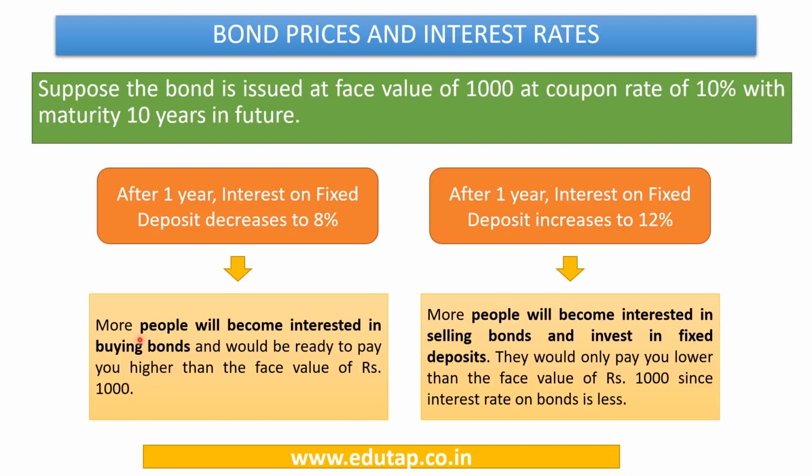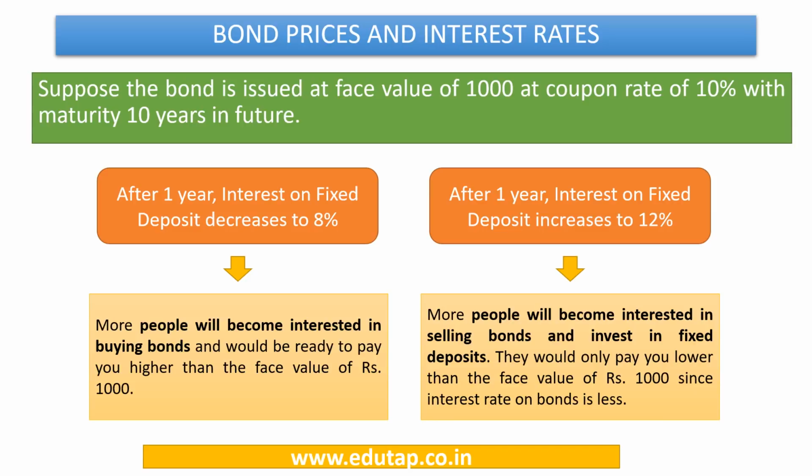Now there can be another case. After 1 year, interest on fixed deposit increases to 12%. Now your bond is only offering 10%, but the market interest rates have risen to 12%. Now if you wish to sell your bond, then the people will only be willing to pay less than 1000 for this bond because it is paying a lower coupon rate.